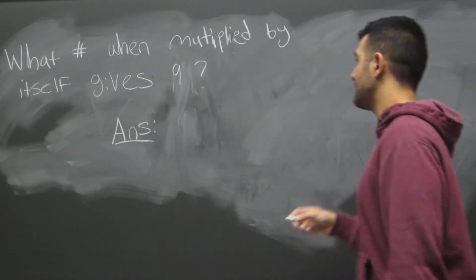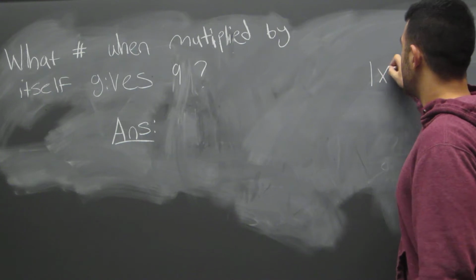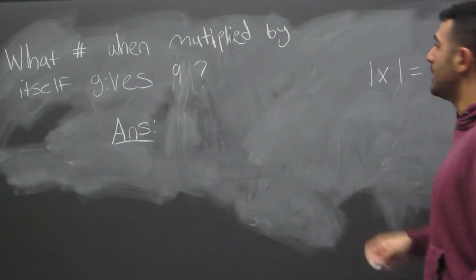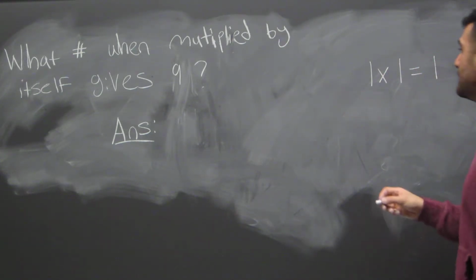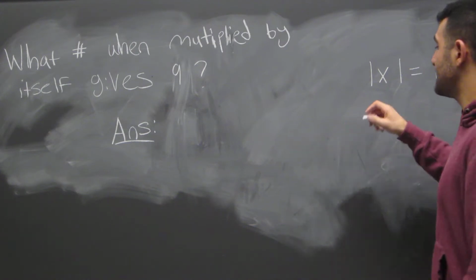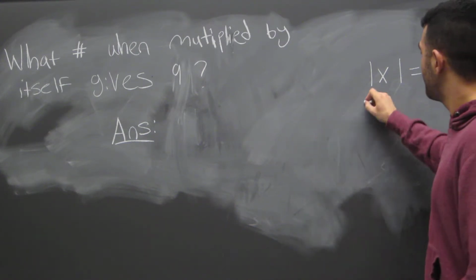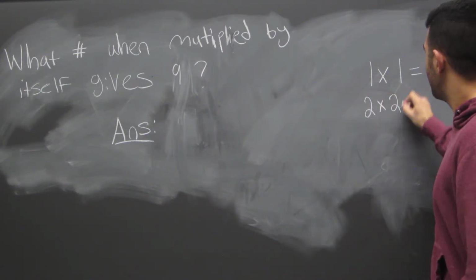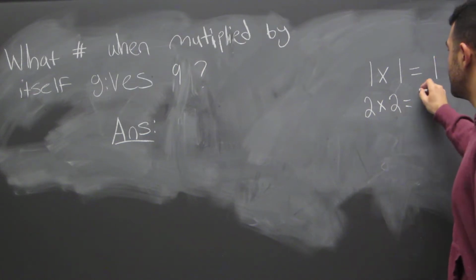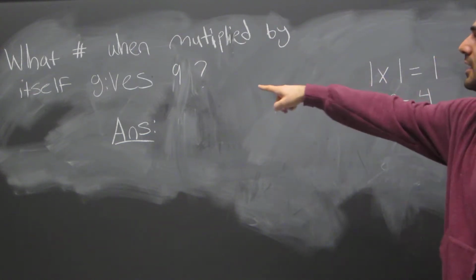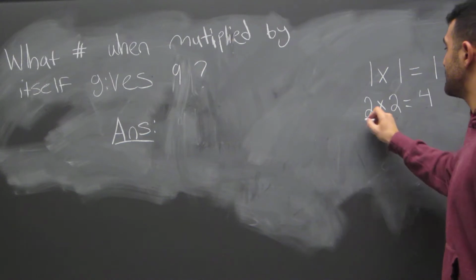Let's try out some values. 1 times 1 is equal to 1. That's not 9. Let's try the next largest number. 2 times 2 is 4, which is not 9. Let's try the next largest number.